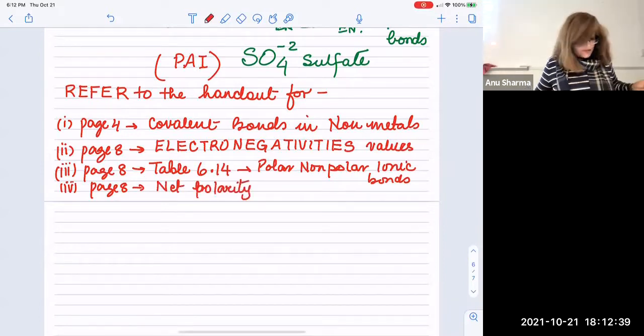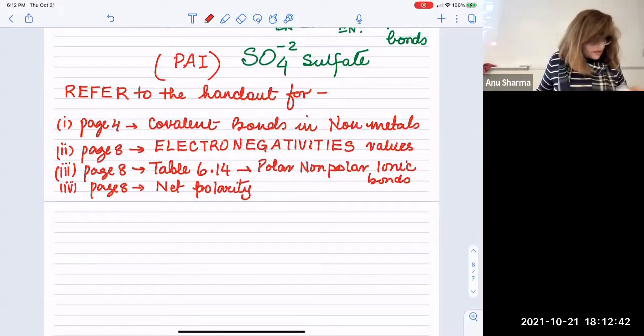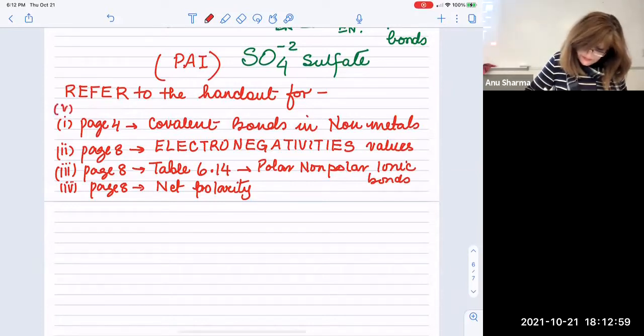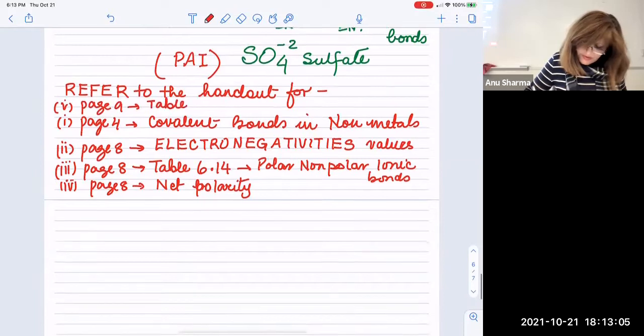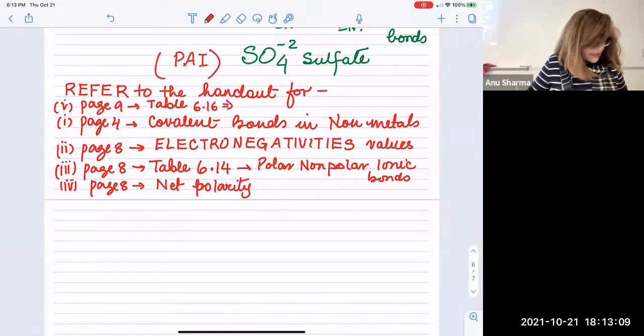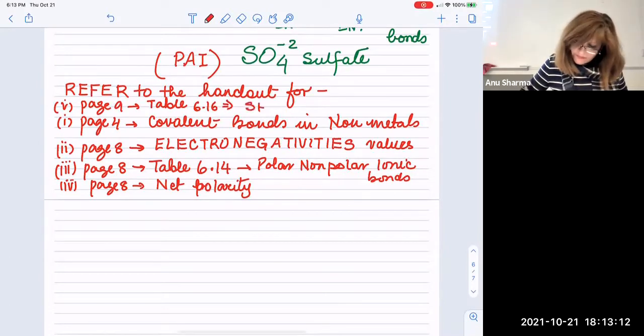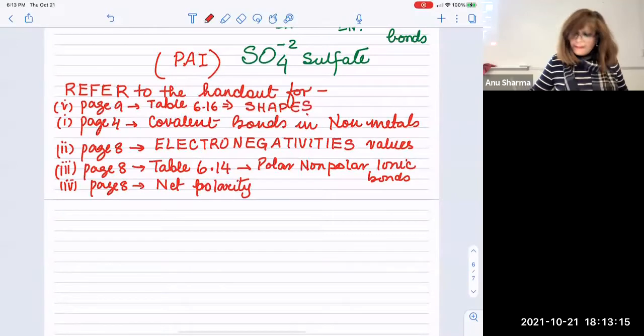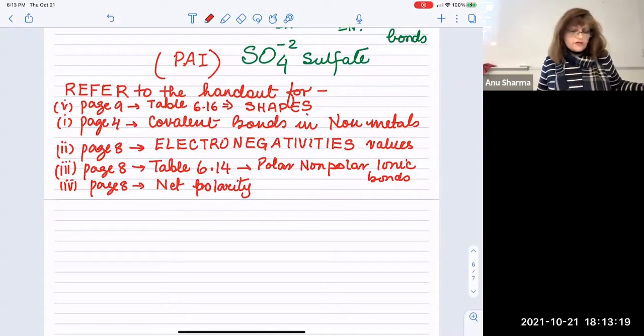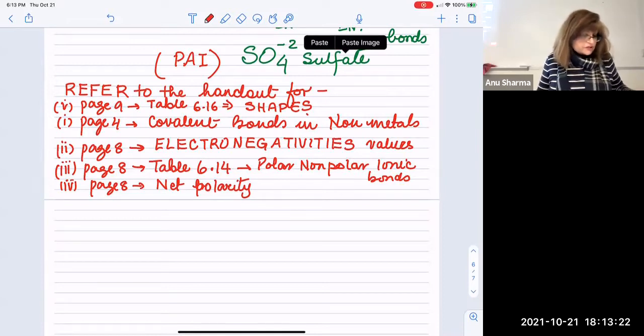Besides that, we are also going to look at the shapes. So let's look at those also. On page 9, there is a table 6.16, which is for the general shapes. There are more shapes also. This is just general shapes, but we are going to take more shapes for the table.